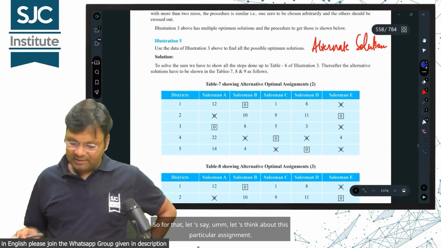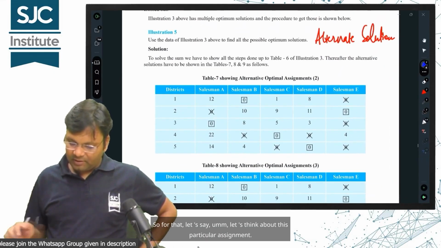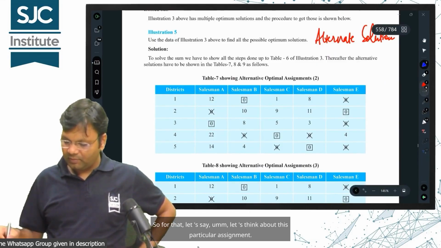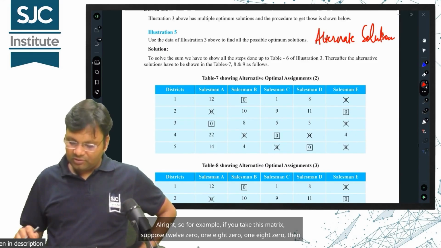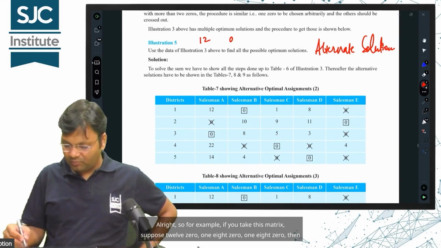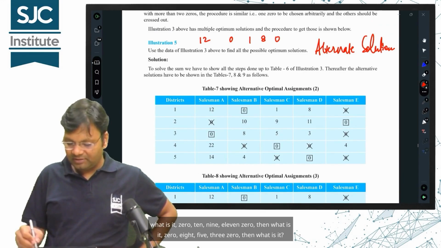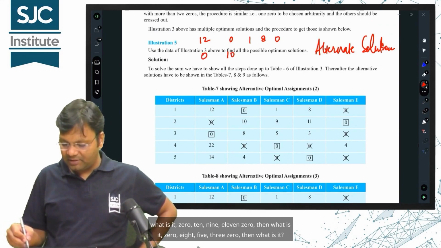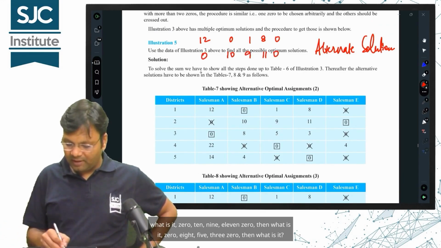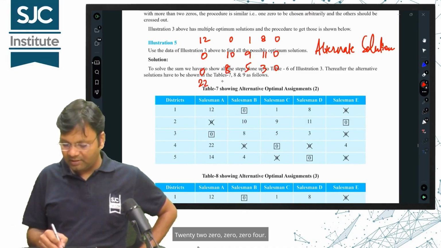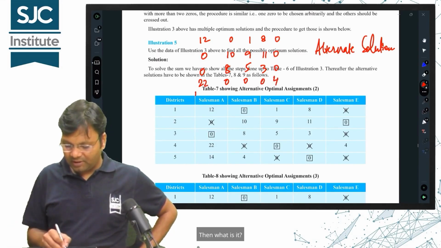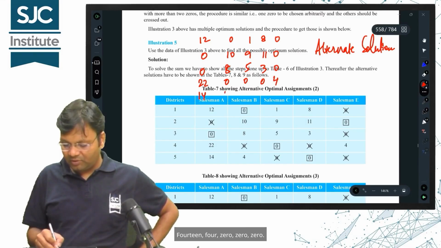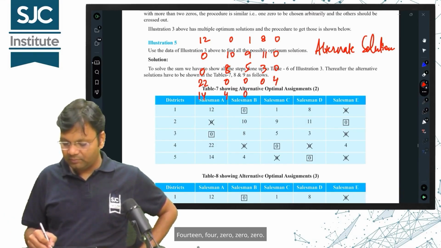So for that, let's think about this particular assignment. Alright, for example, take this matrix: 12, 0, 18, 0, 18, 0, then 0, 10, 9, 11, 0, then 0, 8, 5, 3, 0, then 22, 0, 0, 0, 4, then 14, 4, 0, 0, 0.